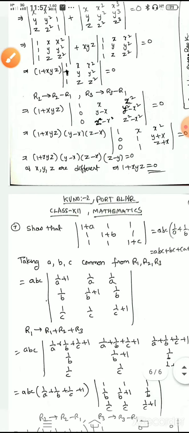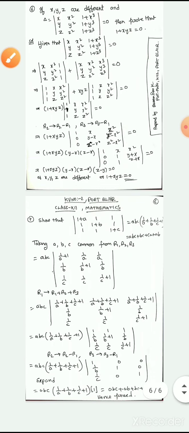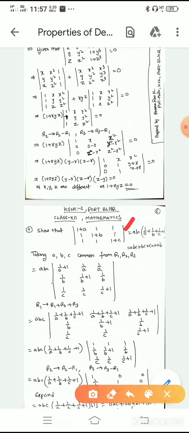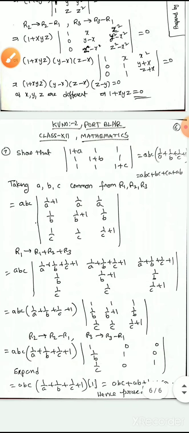Similar way, 7th question. It is very important, so many times we got it in the exams also. 1 plus a 1 1, 1 1 plus b 1, 1 1 1 plus c is equal to abc into 1 by a plus 1 by b plus 1 by c plus 1. Otherwise abc plus bc plus ca plus ab we have to prove. For that write down what is given, LHS as it is.